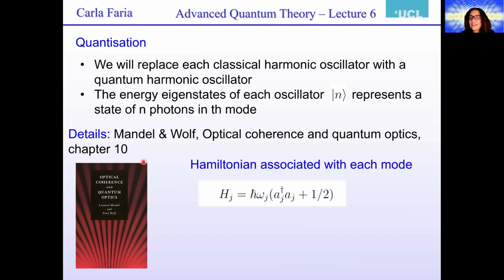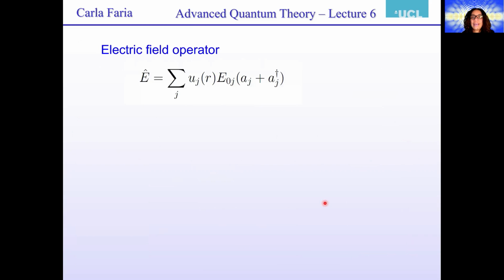And we can also state, because we are writing these as a collection of quantum harmonic oscillators, that the Hamiltonian associated with each mode is given by this expression. And if you have many modes, you're going to be summing over them. So your total Hamiltonian is going to be the sum over j, where each term is the Hamiltonian associated with each of the modes. Then we can also write the electric field operator like this.